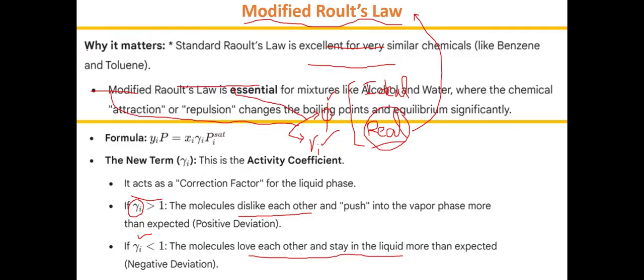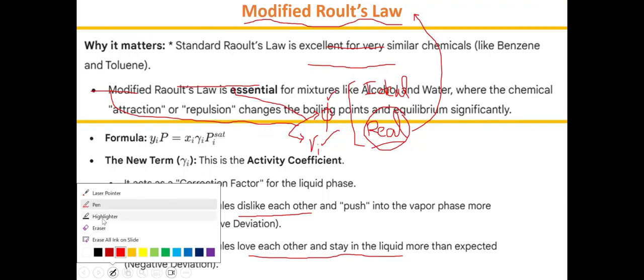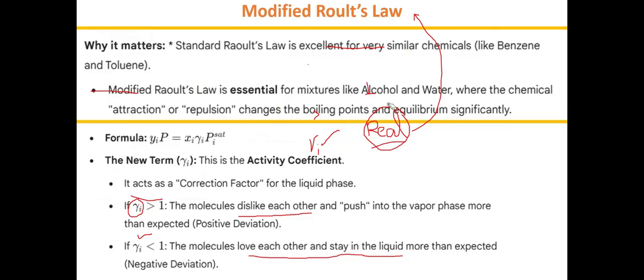Why does it matter? Standard Raoult's law is excellent for very similar chemicals, like benzene and toluene. We can use standard Raoult's law; we do not have to go to modified Raoult's law and the complicated calculation. We can use standard Raoult's law for chemicals with very similar chemical identity, like benzene and toluene. They can easily mix with each other.